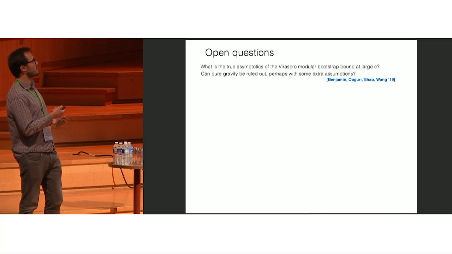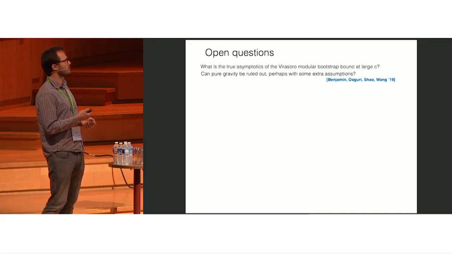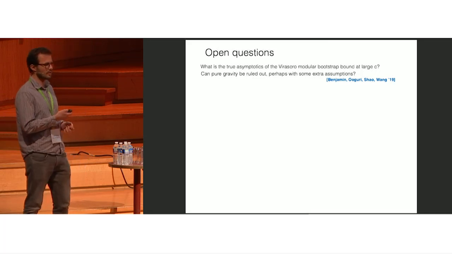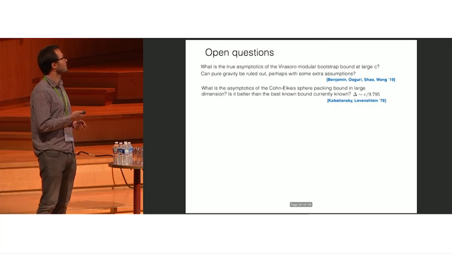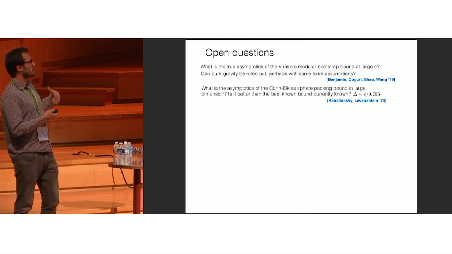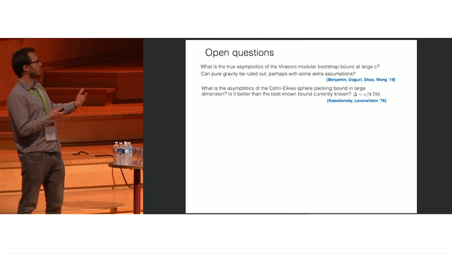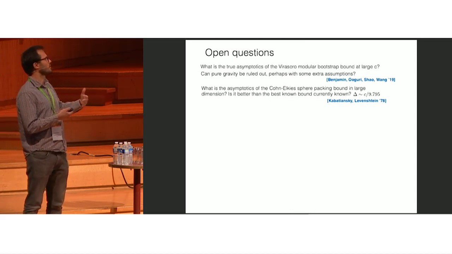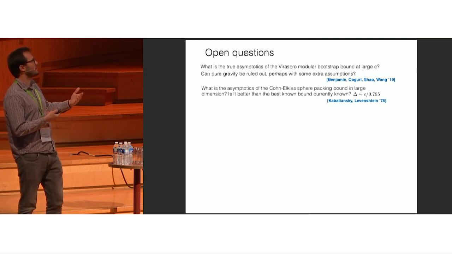And maybe with some extra assumptions, we can even rule out pure gravity. And in fact, there was a very interesting recent work which goes some way towards this goal. You can ask the same question on the sphere packing side, namely, what is the asymptotics of the Kohn-Elkies sphere packing bound in large number of dimensions?